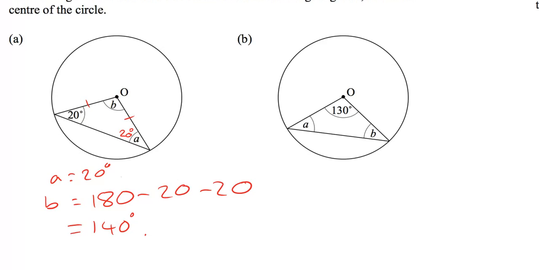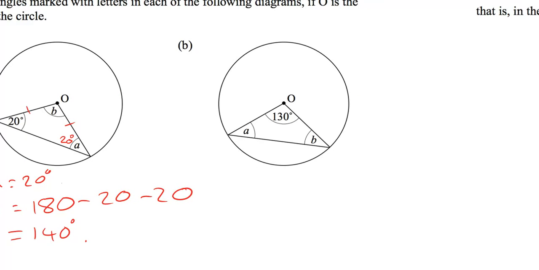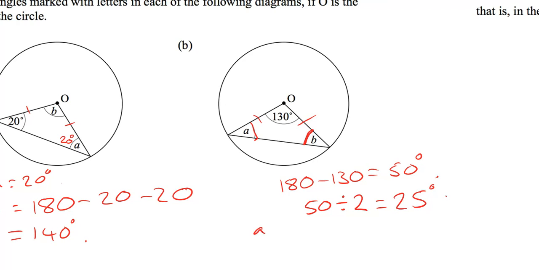Let's take a look at that right-hand triangle. Again, if I have a triangle that adds up to 180, well, I've already got 130. So if I do 180 take away 130, I'm left with 50 degrees. But because these lengths are the same, and the angles A and B therefore are exactly the same, to find them out, all I've got to do is take that 50 degrees and divide it by 2, because they've got to be the same. That's going to be 25 degrees. So A is 25 degrees and B is 25 degrees.